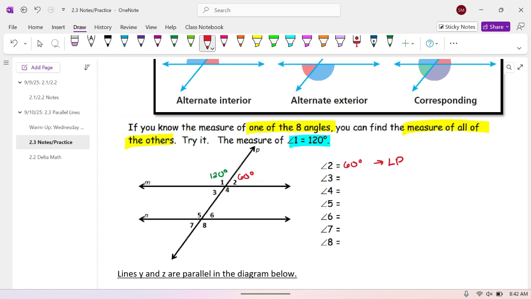Angle 3, what's its relationship to angle 1? They're supplementary because they're a linear pair. So angle 3 also has to be 60. If you didn't know that, you could have also figured it out because angles 3 and 2 are congruent, or vertical angles. Specifically, vertical angles are congruent.